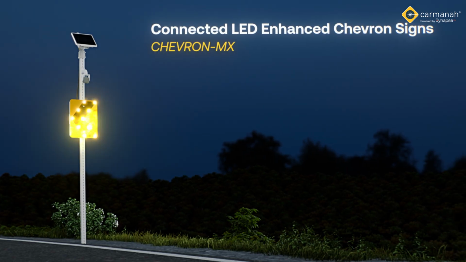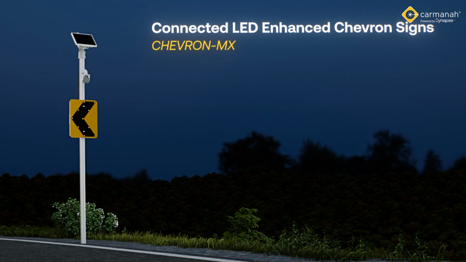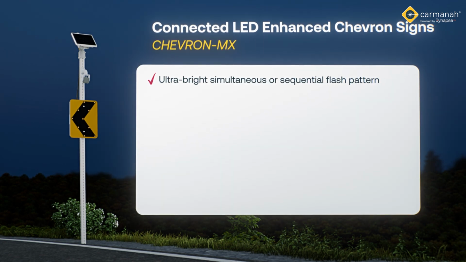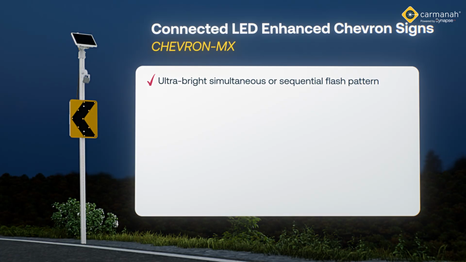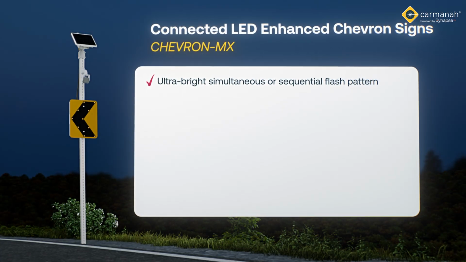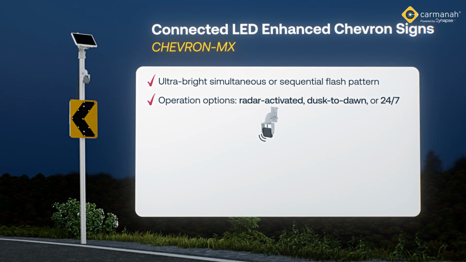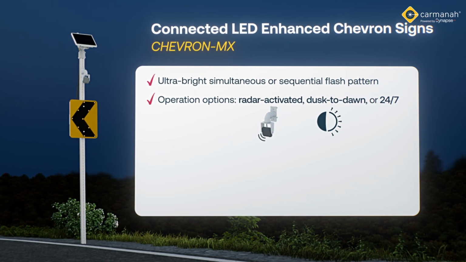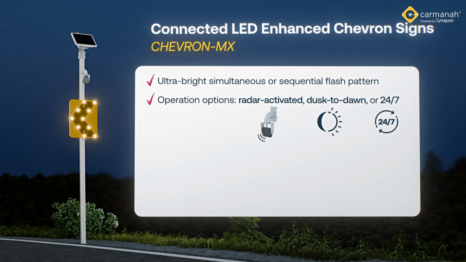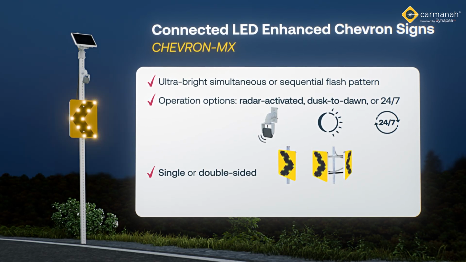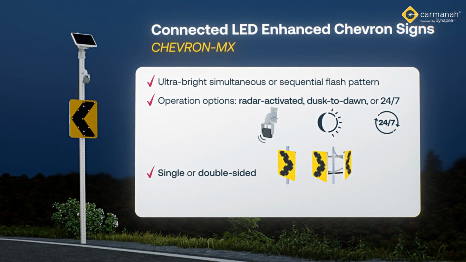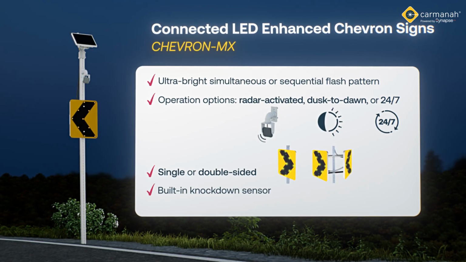The Chevron MX connected LED-enhanced chevron signs feature an ultra-bright simultaneous or sequential flash pattern. Operation options include radar activation, dusk to dawn, or 24/7 always-on operation. Sign options include single or double-sided mounting. It has a built-in knockdown sensor.